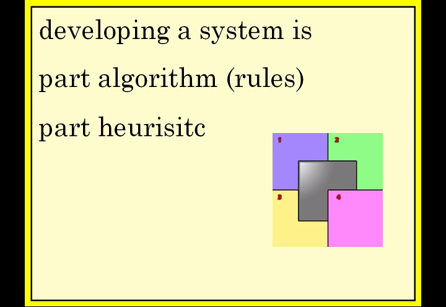Part algorithm, part heuristic. You know what? There is some science involved here. The system development life cycle was originally devised as a scientific process for the development of a system.